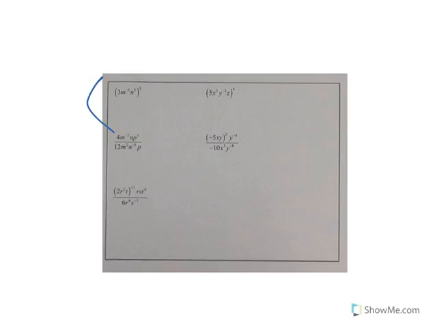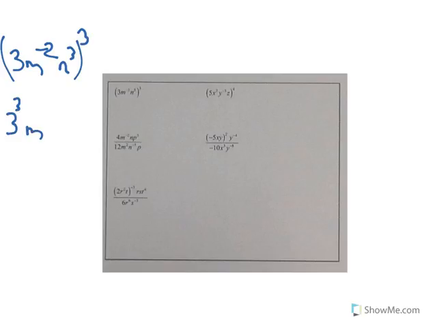So you're going to distribute the 3 for this problem here. It's a little bit hard to read, so I want to make sure you got it. So this problem here, it's 3m to the negative 2, n to the third power, all to the 3. So we got to distribute that 3 on the outside first. So this is going to be 3 to the third, m to the negative 6, n to the ninth.